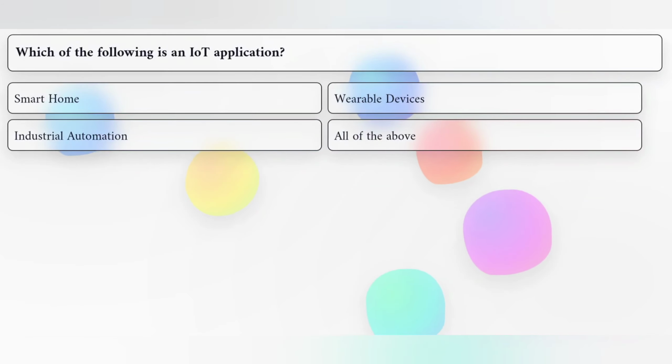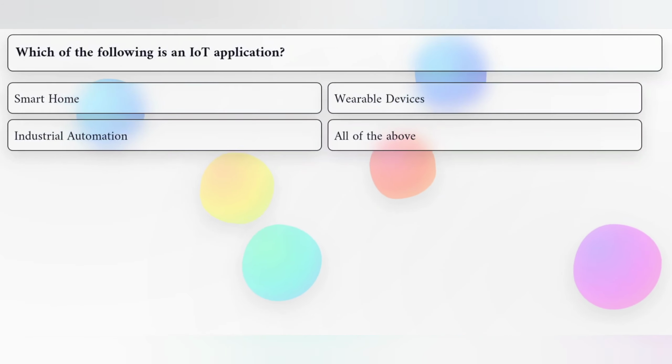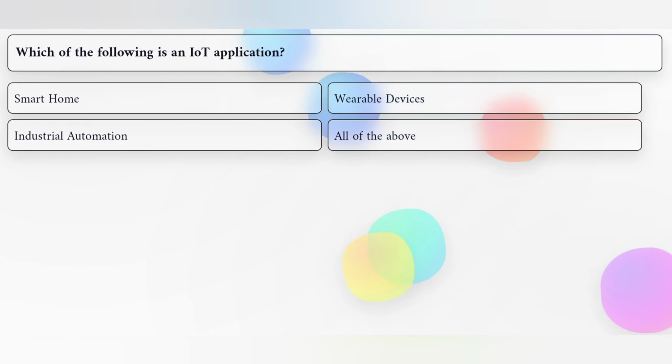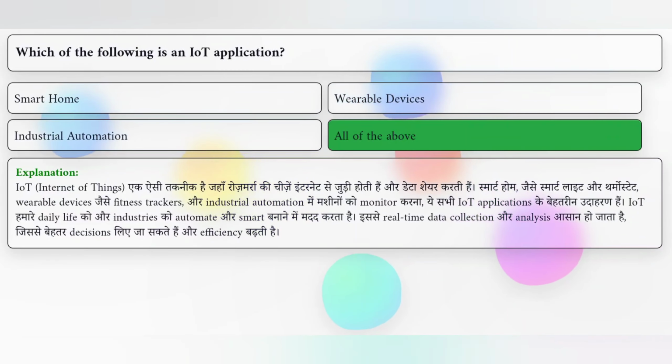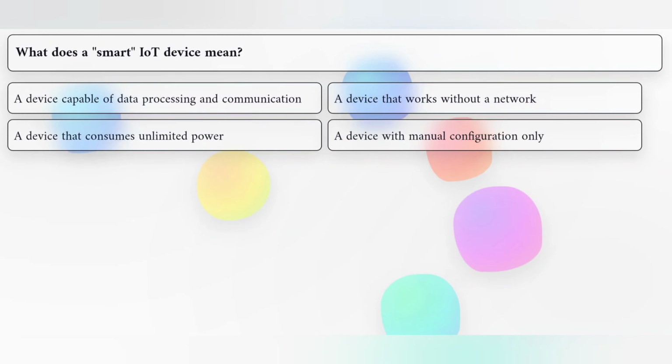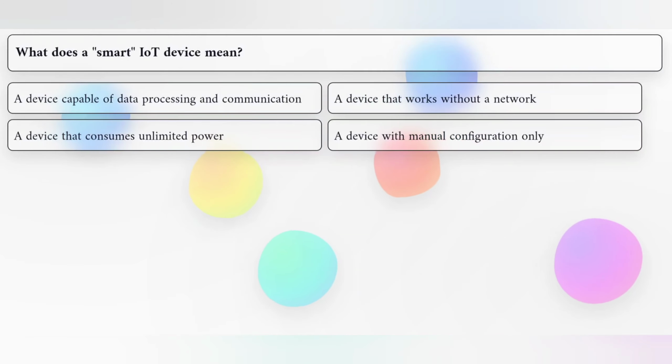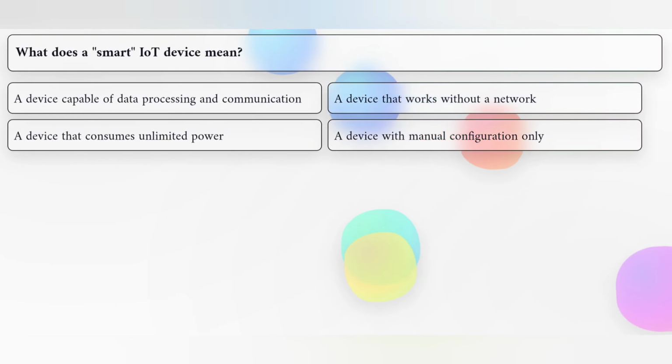Which of the following is an IoT application? Smart home, wearable devices, industrial automation, all of the above. What does a smart IoT device mean? A device capable of data processing and communication. A device that works without a network. A device that consumes unlimited power. A device with manual configuration only.